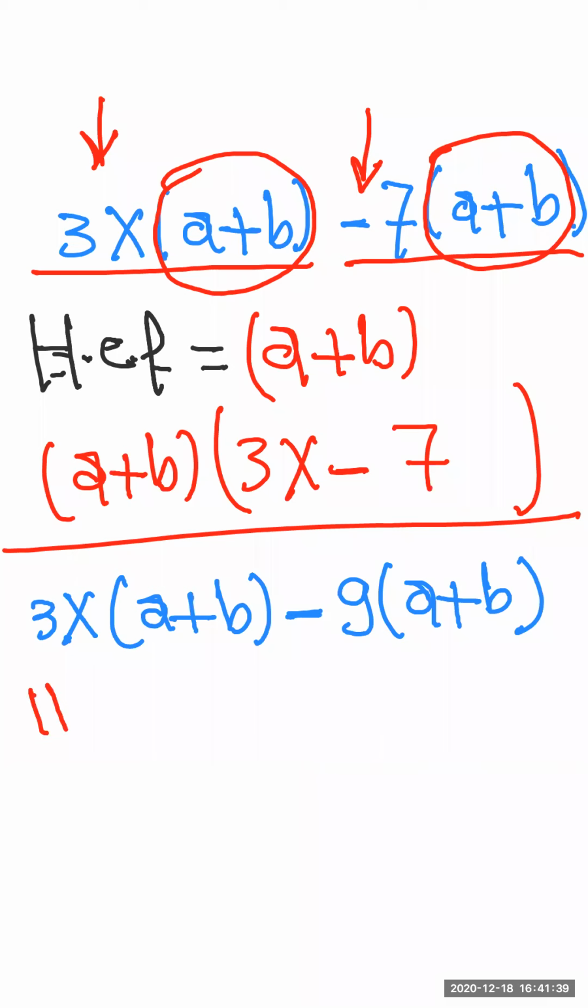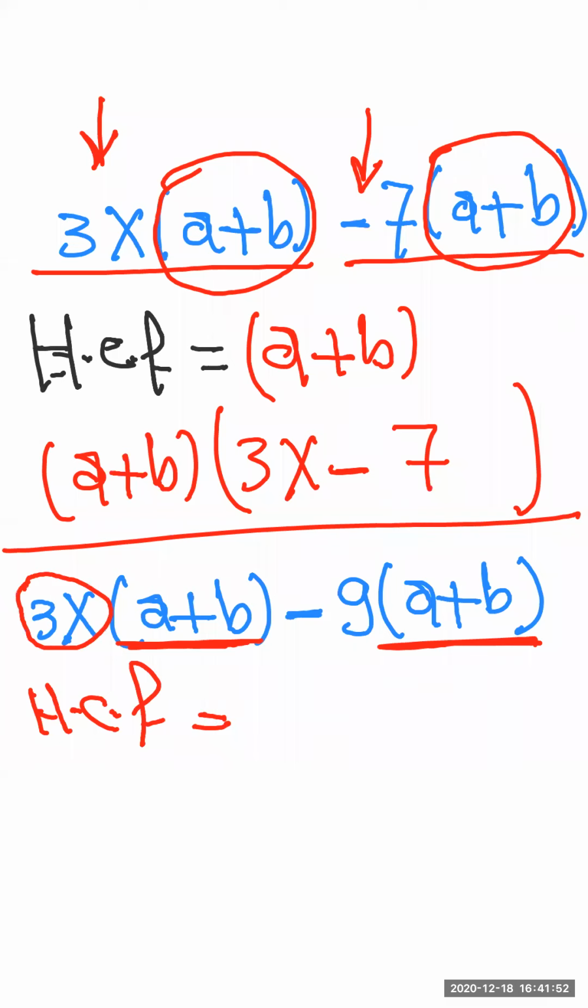What will be the highest common factor here? Actually, a plus b exists in the two terms. But just one second, it's not only this. There is 3x and 9. So 3 and 9 have a common factor here. Actually, it's 3. So the highest common factor will be 3 times a plus b.